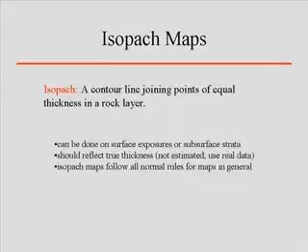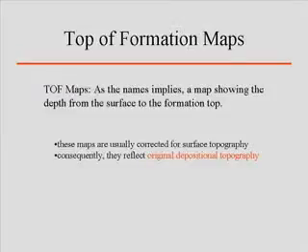Otherwise, Isopach maps follow normal rules for all maps, which means scale bar, north arrow, legend, standard stuff in terms of orientation. It's a map after all, except it's showing you different information, okay? Top of formation maps, or base of formation maps, or whatever you want to call them, are not quite like Isopach maps. They're more like contour maps in a sense that what they do is they show you how far it is from the surface down to a particular formation.